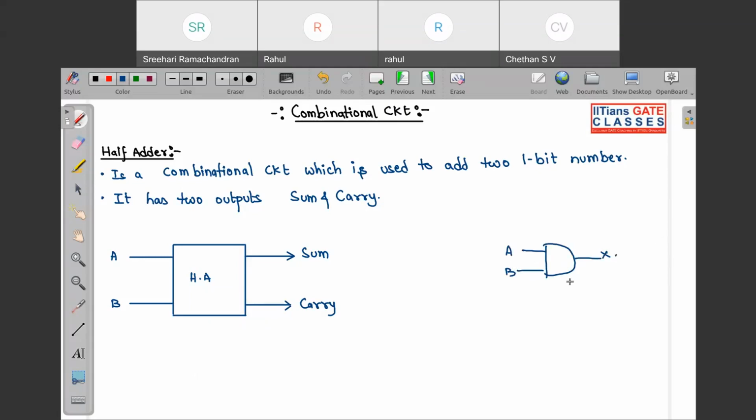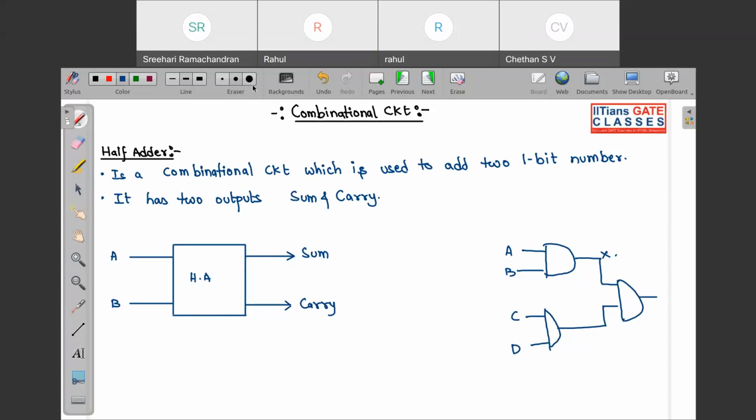But if I combine a few more gates with it, like this one, so this will be a combinational circuit. So in a combinational circuit, basically we combine one or more than one gates to make a circuit whose output depends on the present input condition. Such kind of circuit is known as a combinational circuit.